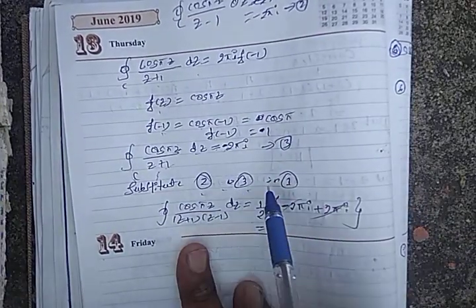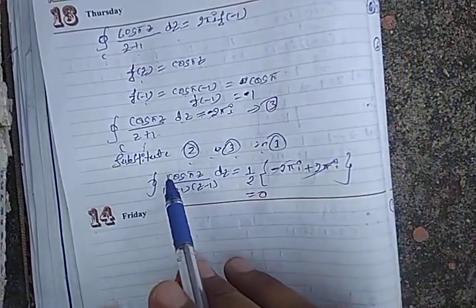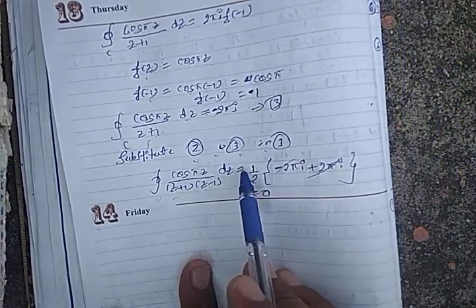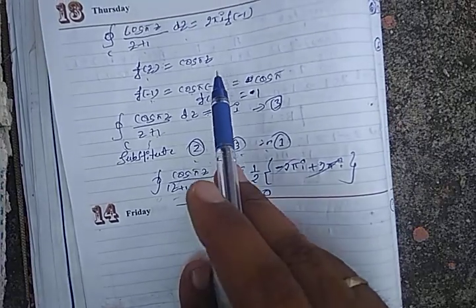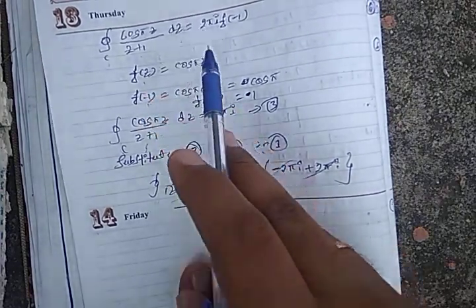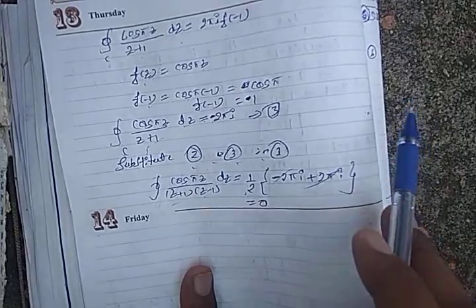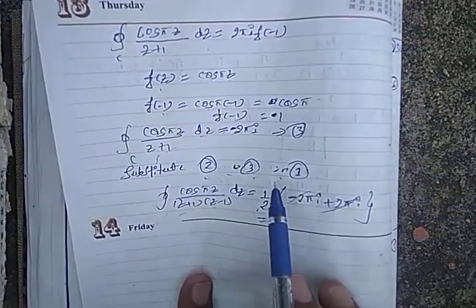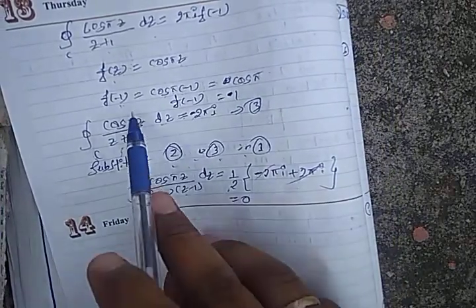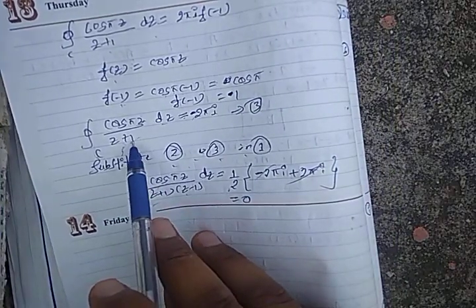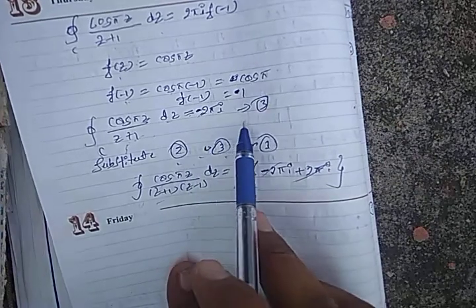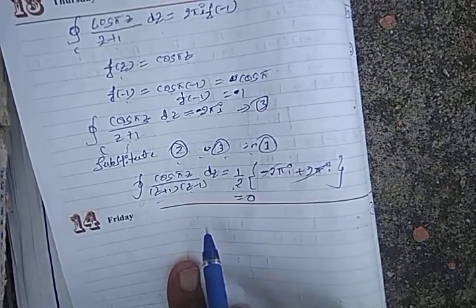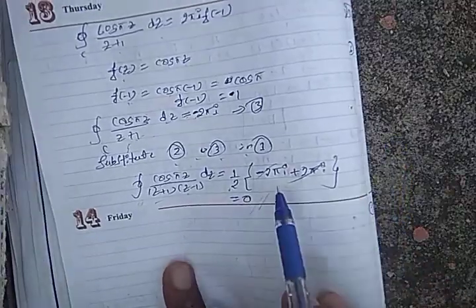Substituting equations 2 and 3 in equation 1. What is equation 1? Integration over c of cos pi z divided by (z plus 1)(z minus 1) dz is equal to 1 by 2. In place of integration over c of cos pi z divided by (z minus 1) dz, what is the answer? Minus 2 pi I. Next, minus of integration of cos pi z divided by (z plus 1) dz is minus of minus 2 pi I. Minus into minus is plus, this one gets cancelled. Answer is 0.